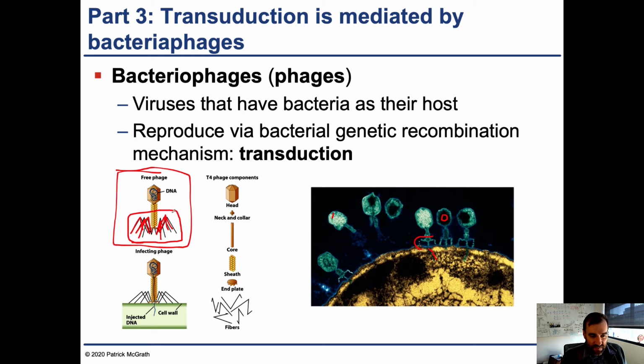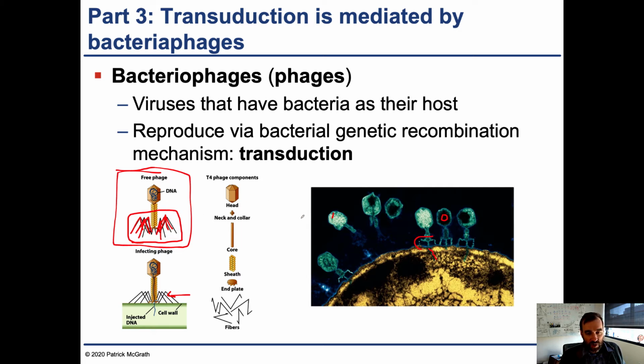So this is a T4 phage that infects E. coli. It has the head, the neck and collar region, the core region, the sheath, and then the end plate. The fibers are kind of like the legs. And these are the regions that must be assembled together in order to create a virion particle. So one of these is a virion.